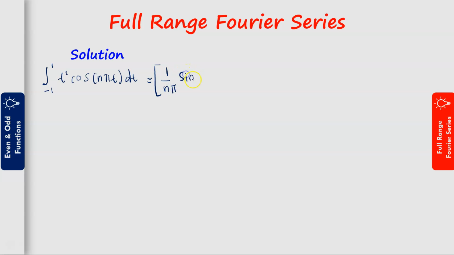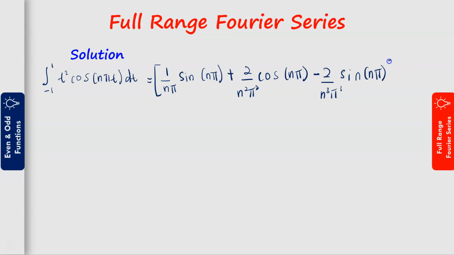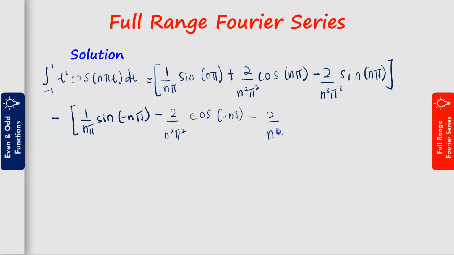Okay, now I substitute all with 1. So sine n pi plus 2 over n square pi squared cos n pi, and then minus 2 over n cube pi cube sine n pi. And then class, we close the bracket, and now we substitute with negative 1, and then minus 1 over n pi sine negative n pi minus 2 over n square pi square cos negative n pi, and then minus 2 over n cube pi cube sine negative n pi.